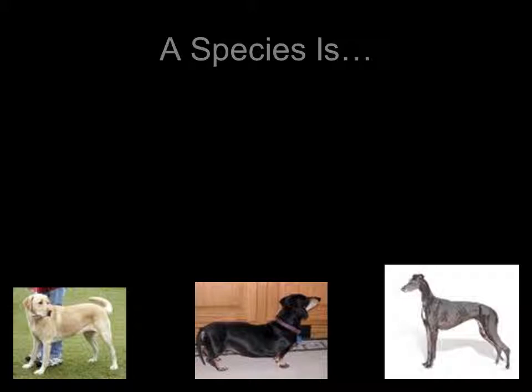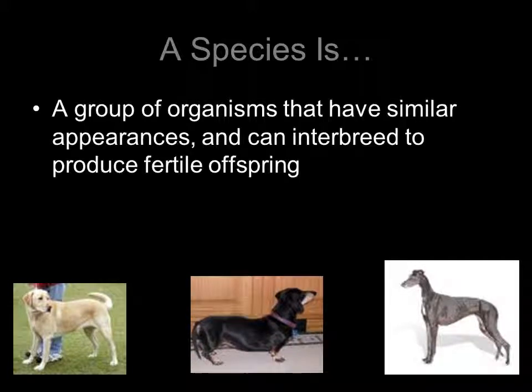This is the definition of the species that I was talking about earlier on. It's normally 2 marks in an exam. You need to point out that members of the same species have similar appearances, and for the second mark you need to be able to say that they can breed with each other, that's interbreed, to produce fertile offspring. That's offspring, or babies if you like, that can go on to have babies themselves.